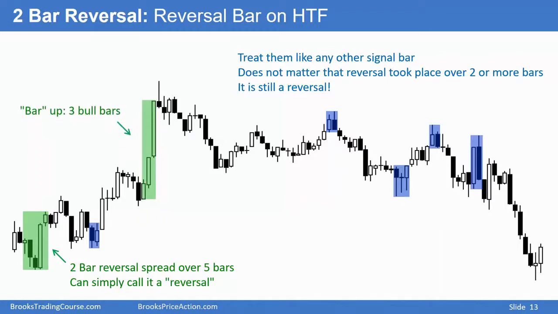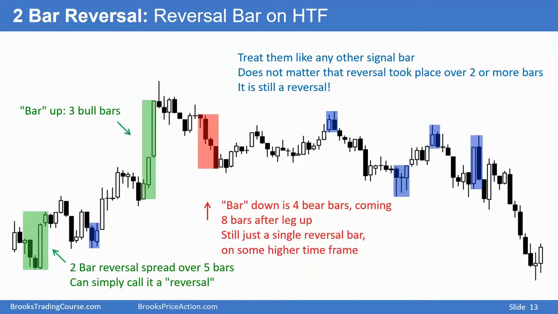3 bars up, a breakout, very strong breakout. On a higher time frame chart, it would be a single bar. It turned out to be a climactic end of the trend, but it would be a single bar on a higher time frame chart. Here we're rallying, but look what took place over here. We reversed. On a higher time frame chart, this would be a single bar. On some higher time frame chart, this would be a single bar.